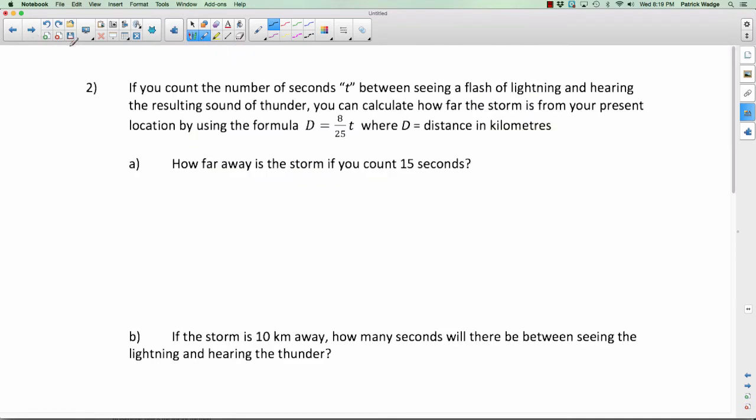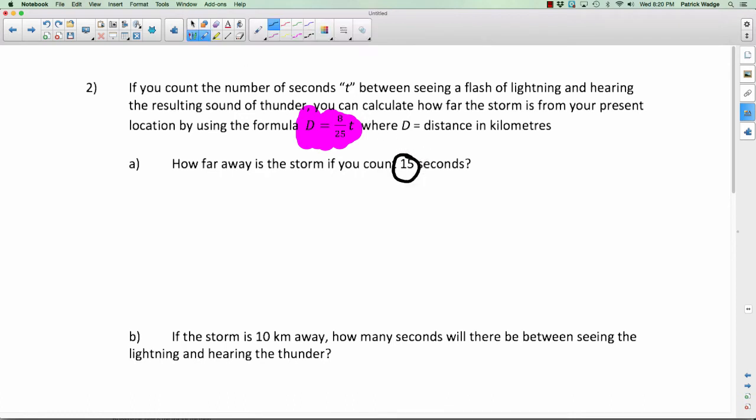You know this probably. If you count the number of seconds, t, between seeing a flash of lightning and hearing the resulting sound of thunder, you can calculate how far the storm is from your present location by using this formula right here. D equals 8 over 25t, where d is the distance in kilometers. So the question here is, how far away is the storm if you count 15 seconds? So we have this number here, this 15.